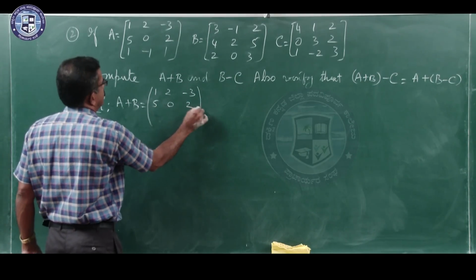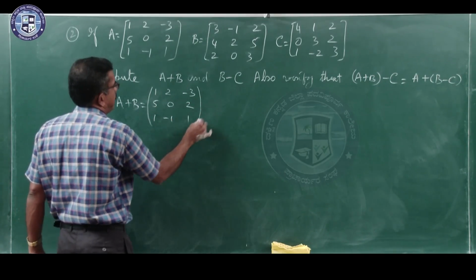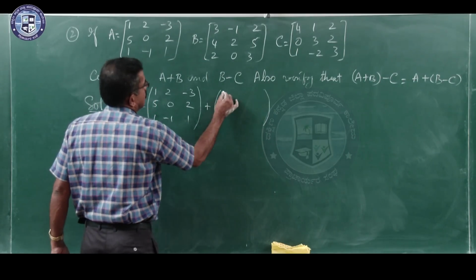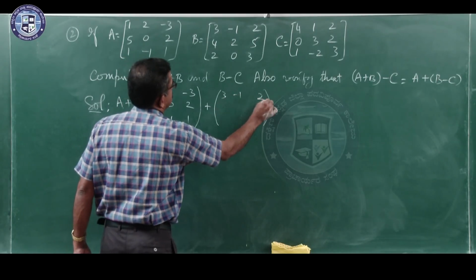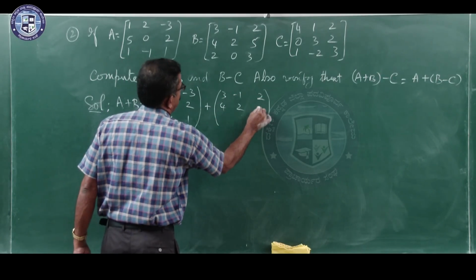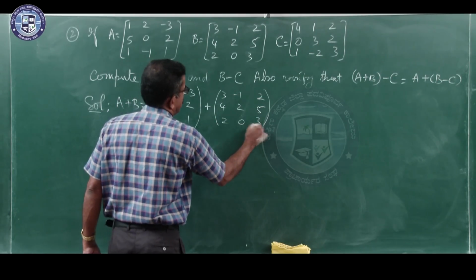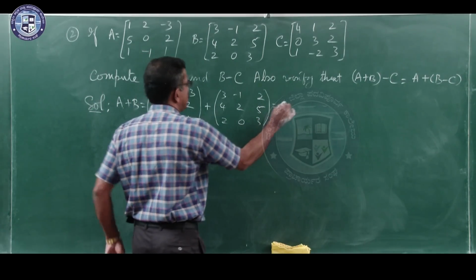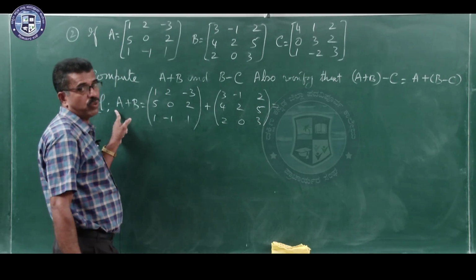5, 0, 2, 1, minus 1, 1, plus B, 3, minus 1, 2, 4, 2, 5, 2, 0, 3. So, these are the matrices of same order 3 cross 3. First, we have to evaluate this one. For that, 1 mark will be given.